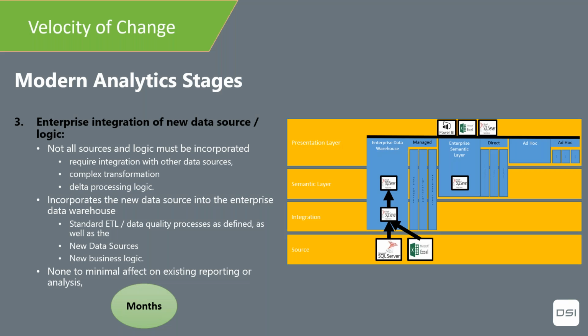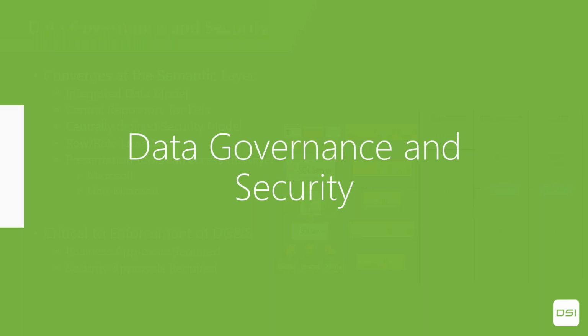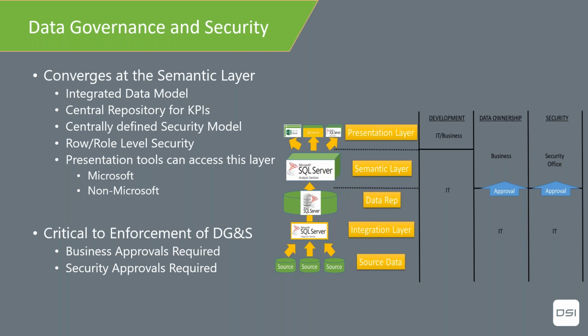All right, so how does this work around data governance? You have this ad hoc environment. How do you manage the data governance and security around that? My vision is it really converges at the semantic layer. The nice thing about the semantic layer is it provides that integrated data model, so you don't really need to know anything about the source systems in terms of how they relate to each other, how the data integrates, how KPIs are defined. That's all taken care of for you.